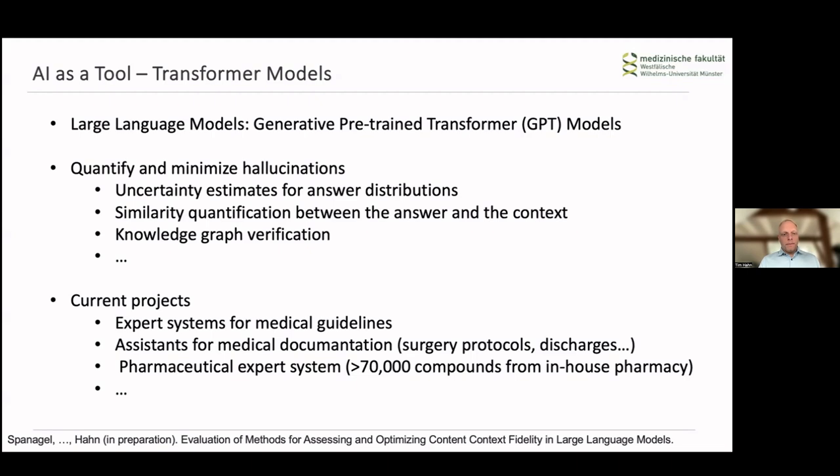Also, a very important thing is pharmaceutical expert systems. We have more than 70,000 compounds in our in-house pharmacy. And so we built 70,000 bots, one for each information of this compound. There's always a patient information and there is always a physician information. So we built an expert for that particular compound. And now you can ask these expert systems, can I combine it with this?